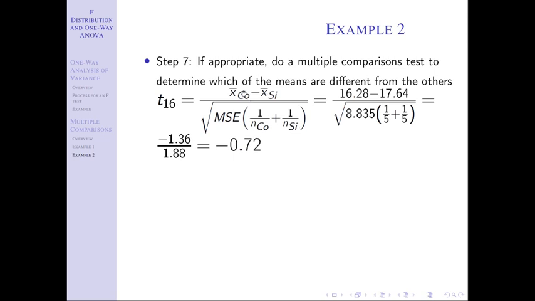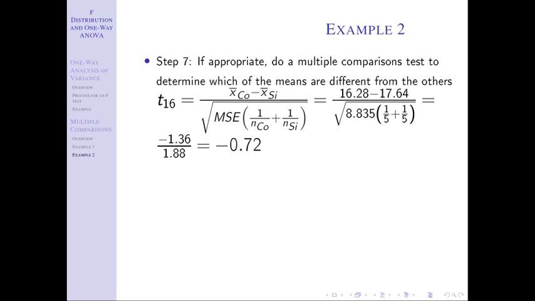I'm replacing them with the letters that they abbreviate with. The mean squared error came from our Excel table, and the X bar came from our Excel outputs on the sample statistics for each sample. And so then you just plug in and get a value. Well, what do I do with a t-test statistic?